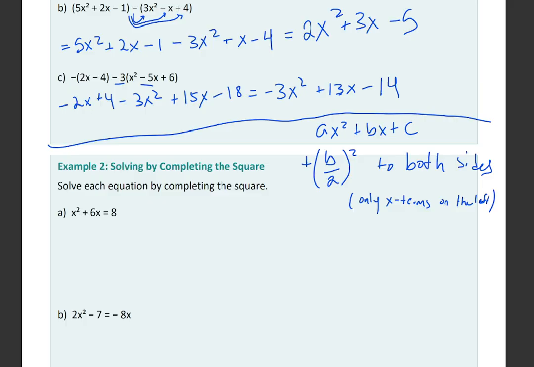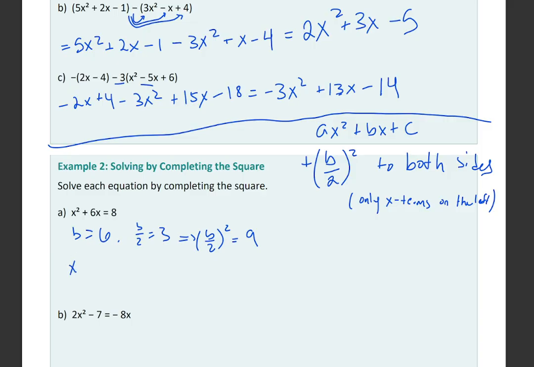Now, looking at x squared plus 6x equals 8. I have all of my x terms on the left and all of my non-x terms on the right, so we're set there. Now I want to add my b over 2 squared term to both sides. Here b is 6, what's sitting in front of my x with 1 in the exponent. So b over 2 is 3, which means b over 2 squared is 9.